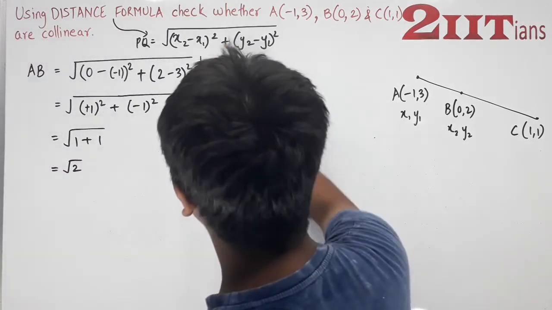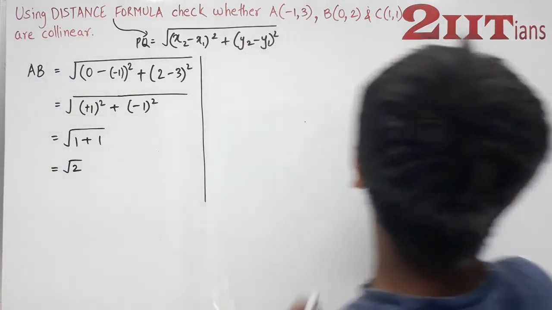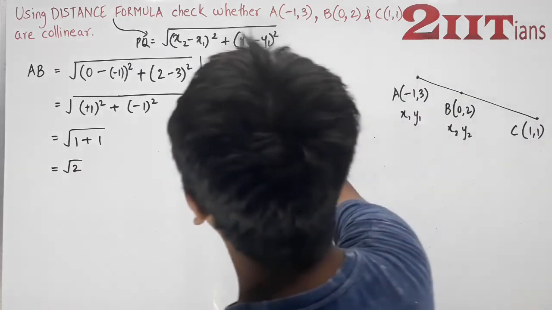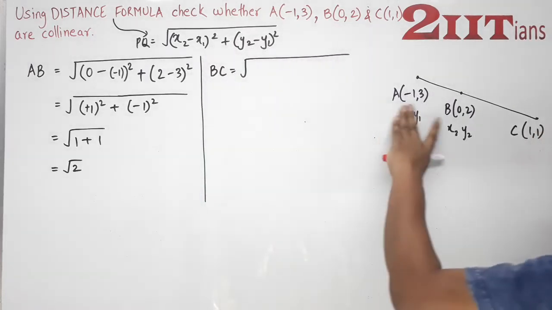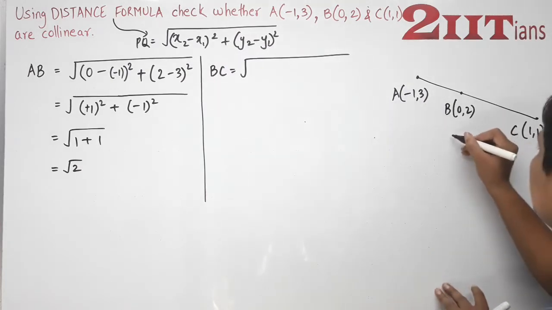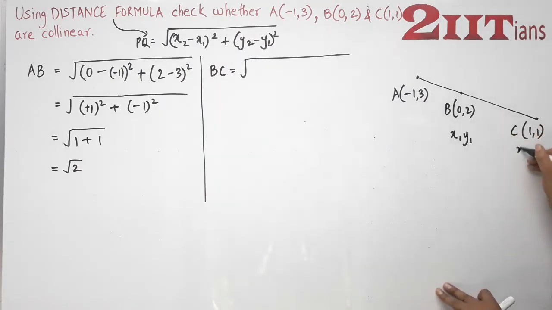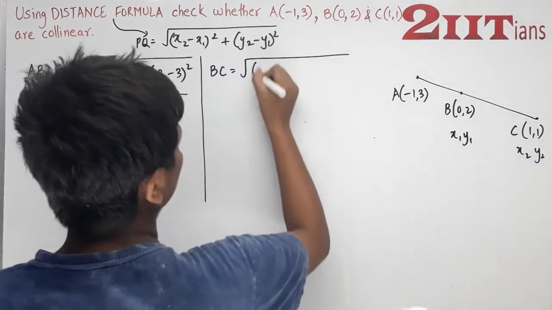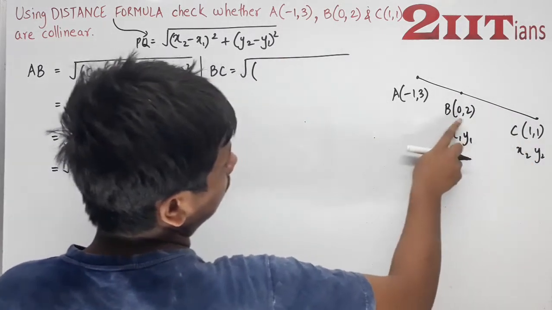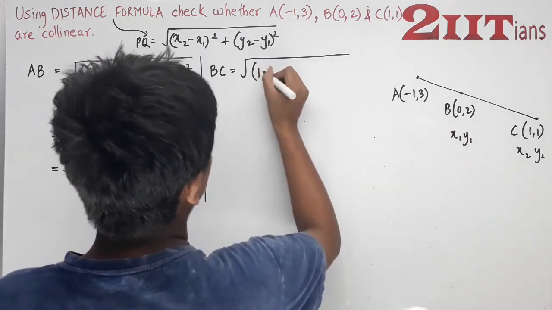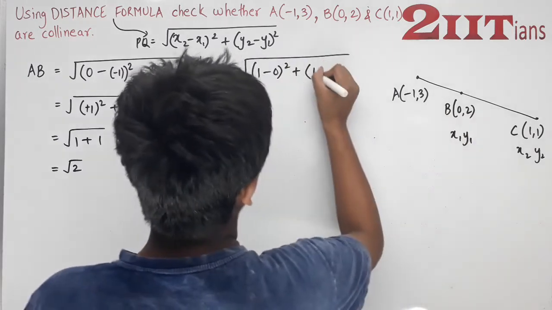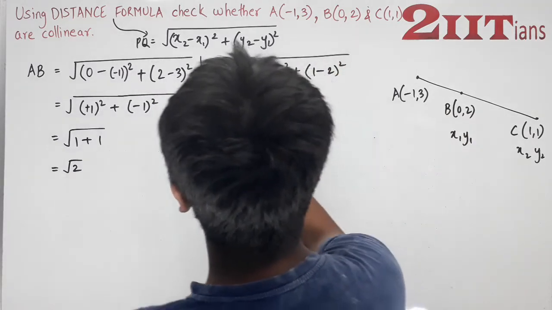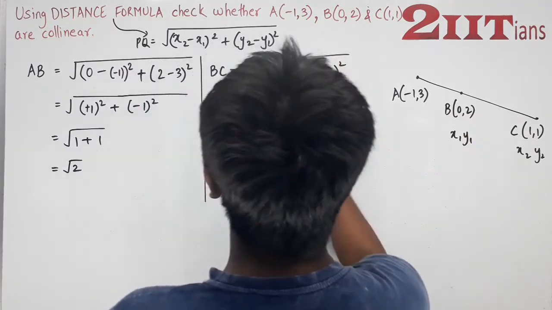Now we have a little space here. BC. How to calculate BC? The same formula will apply. This time I will consider that this is x1 y1 and this is x2 y2. Okay. So 1 minus 0 whole square plus 1 minus 2 whole square. Again we have a similar situation.